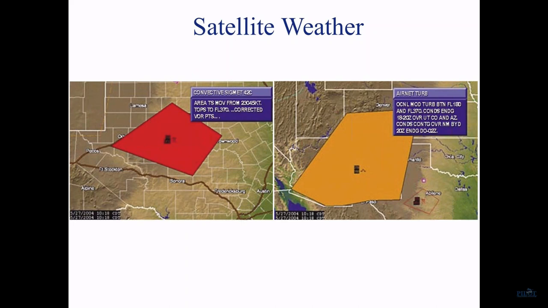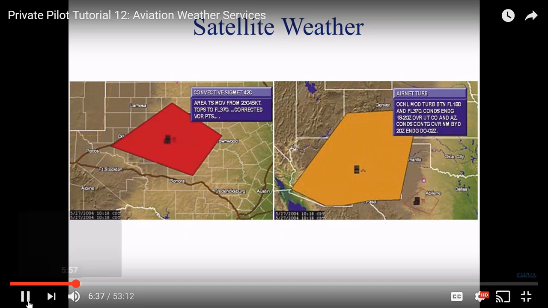Shown on the right, AIRMETs are weather advisories issued only to amend the area forecast concerning weather phenomena which are of operational interest to all aircraft. AIRMETs concern weather of less severity than that covered by SIGMETs or convective SIGMETs. AIRMETs cover moderate icing, moderate turbulence, sustained winds of 30 knots or more at the surface, widespread areas of ceilings less than 1,000 feet, and/or visibility less than 3 miles.